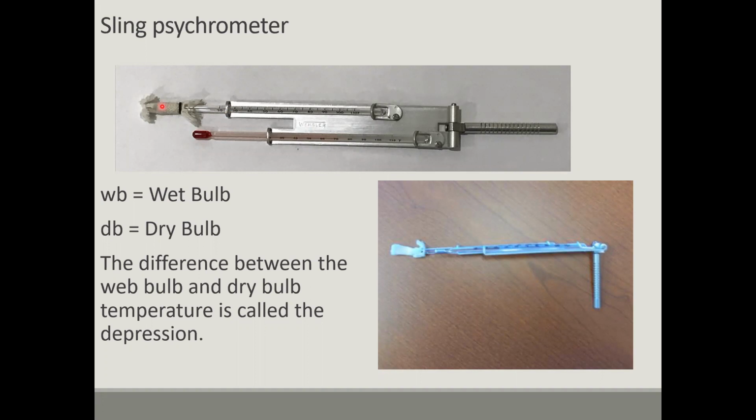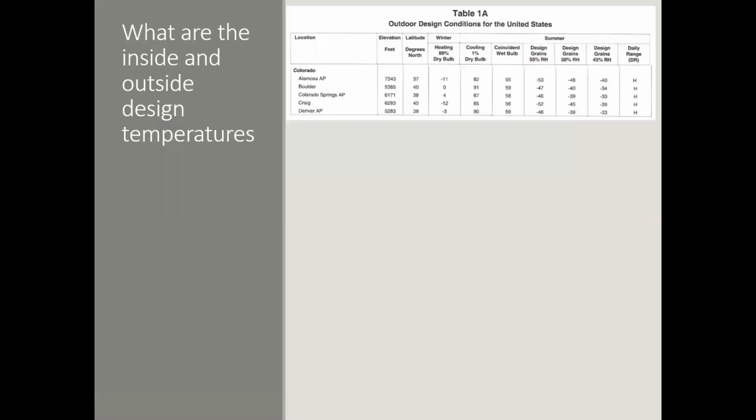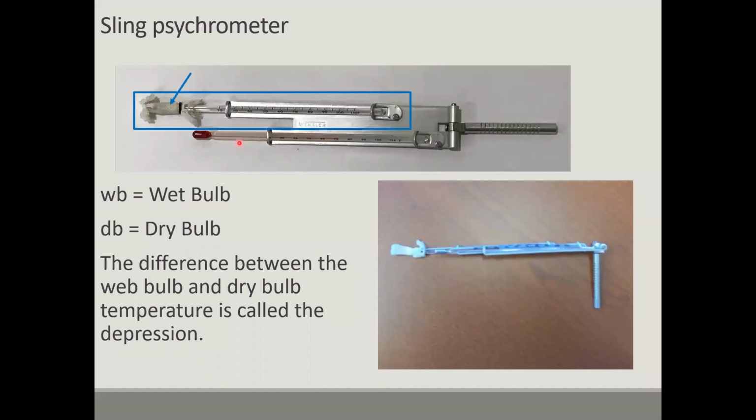I can also tell you what the relative humidity is in the room or in the space or outside, if I know a wet bulb and a dry bulb. The difference between the wet bulb and the dry bulb is called the depression. And there's a little chart that tells you what the relative humidity is.